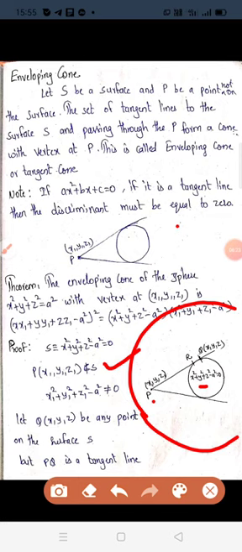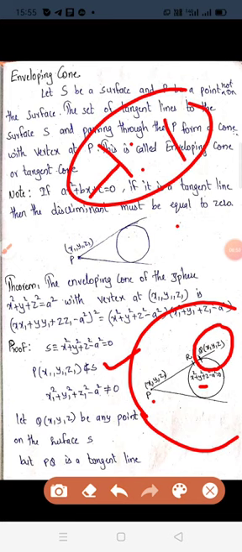And here listen, I am taking another point on the sphere, that is Q(x, y, z). Here observe that PQ is a tangent line. I am taking another point, the point of contact, R. Here observe that R divides the line PQ in the ratio lambda is to 1.